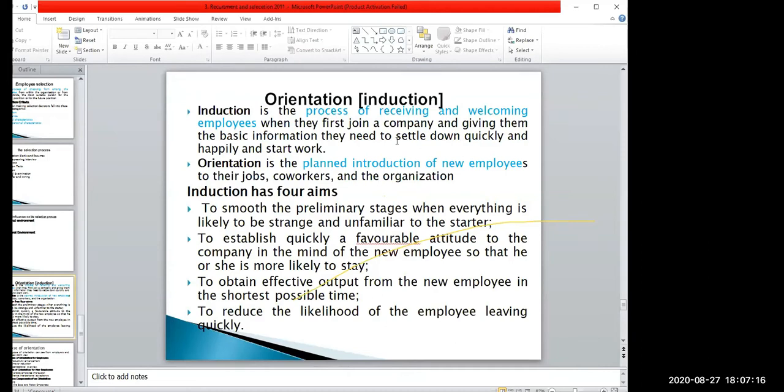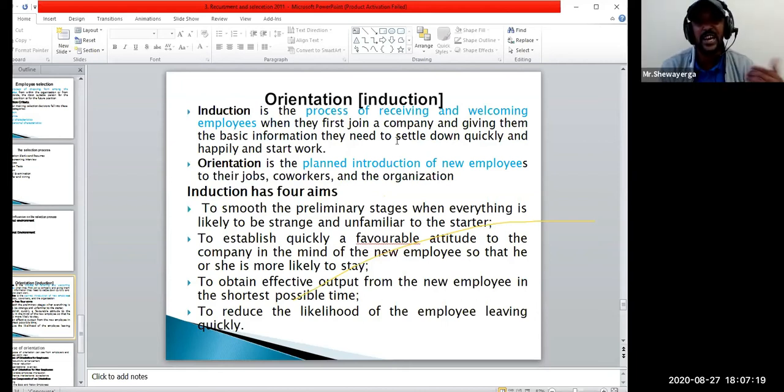The first one is induction. Induction is a process of simply receiving and welcoming newcomers or new employees. At this time we are talking about organizational mission, vision, value, motto, rules and regulations, and organizational culture. Then we try to create a smooth environment or relationship with existing employees. So induction is totally about general issues, not specific issues. Because of that, induction comes first.